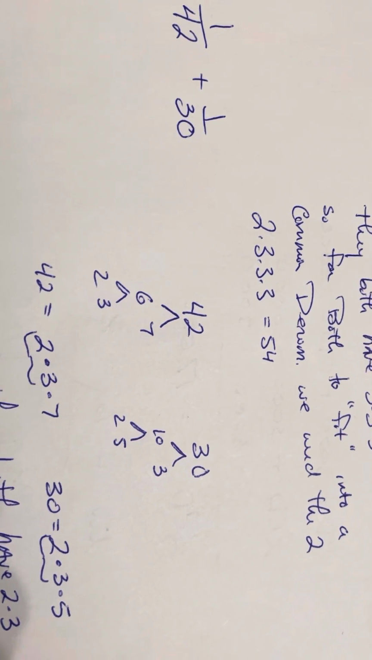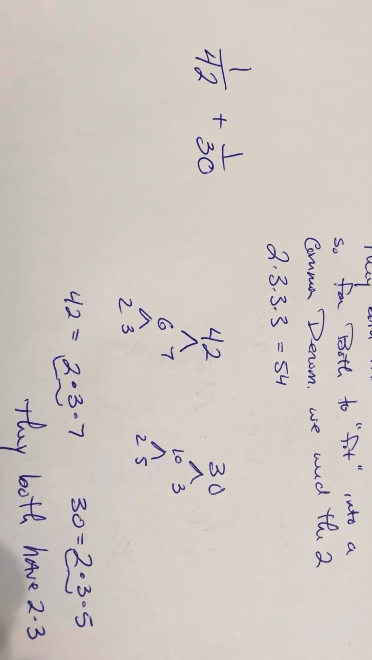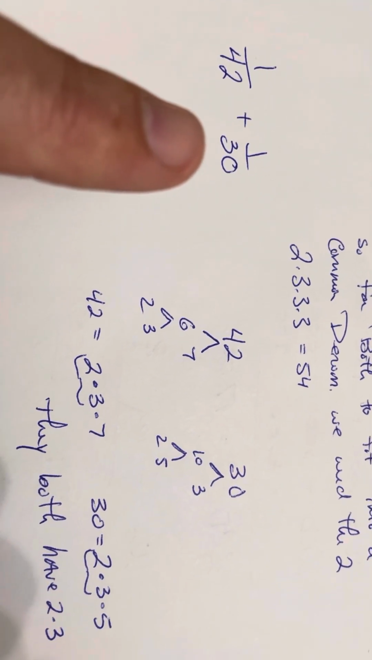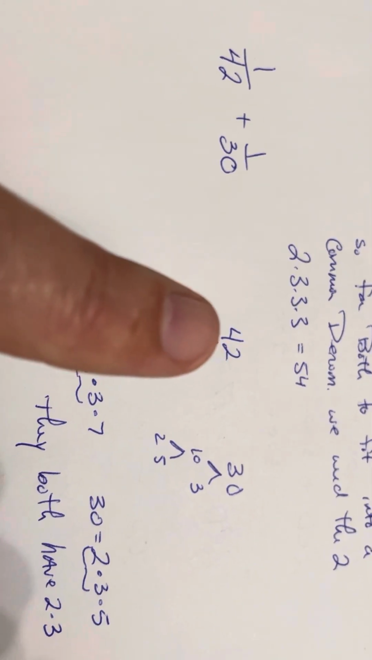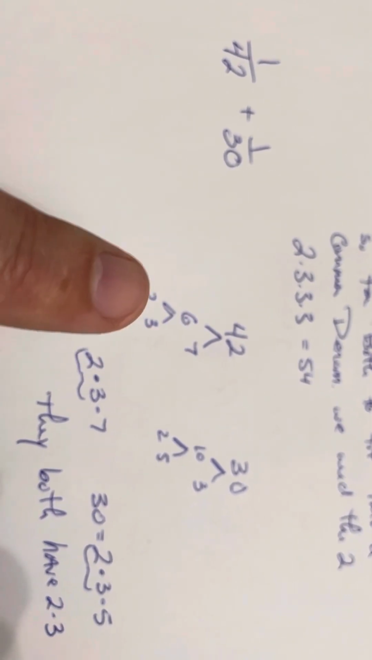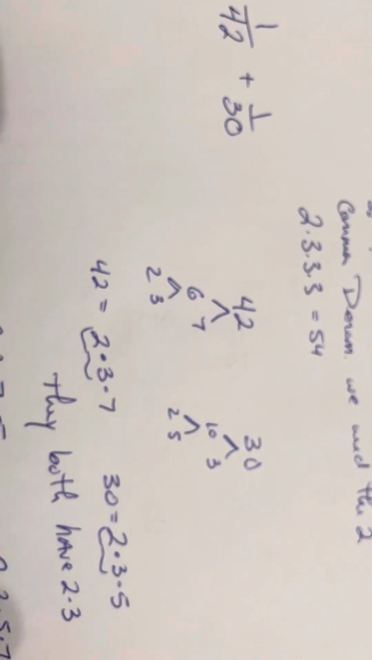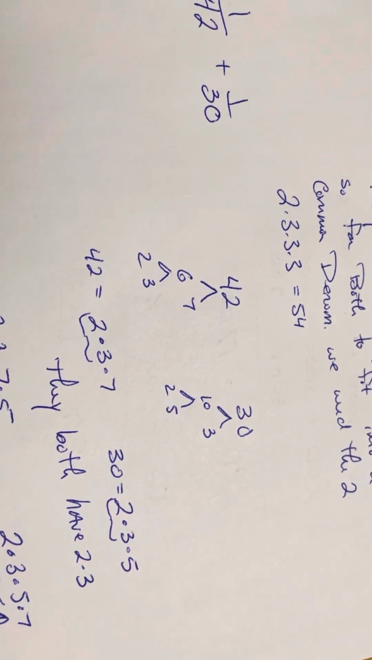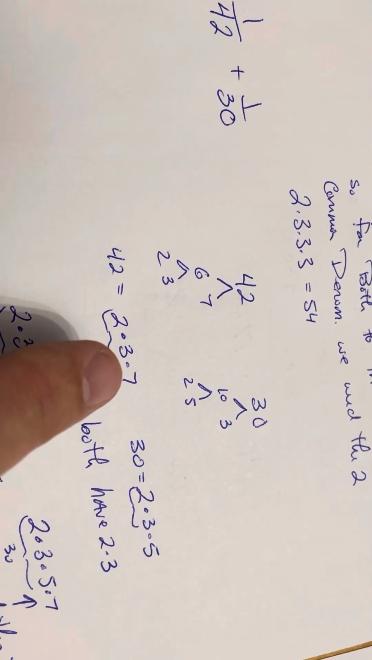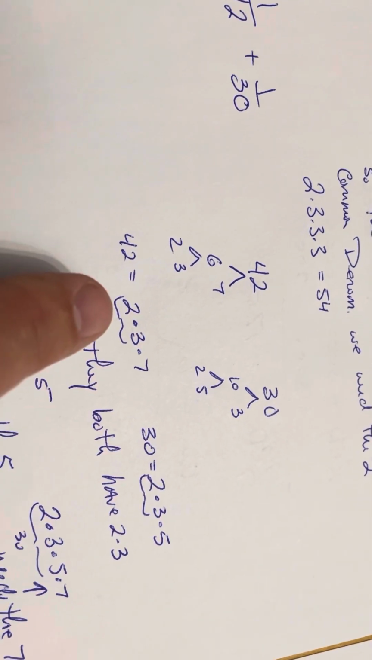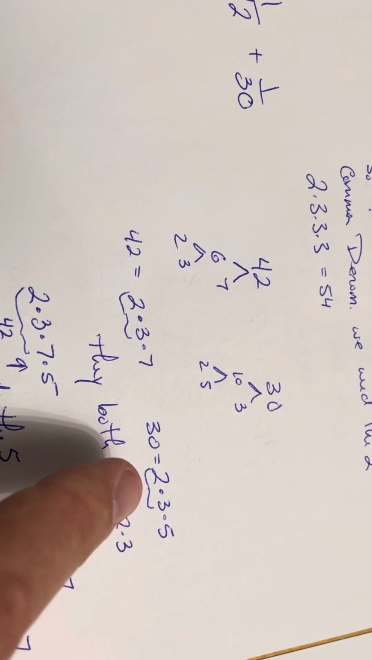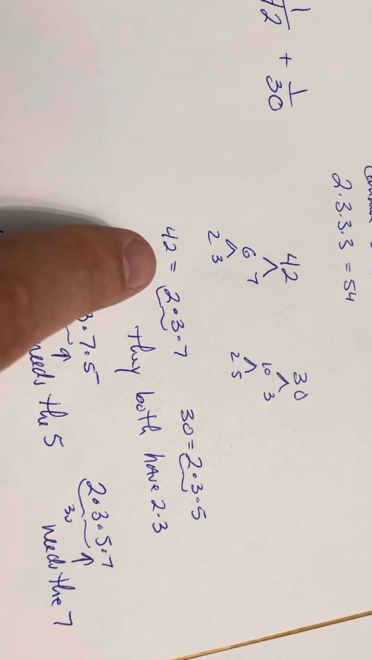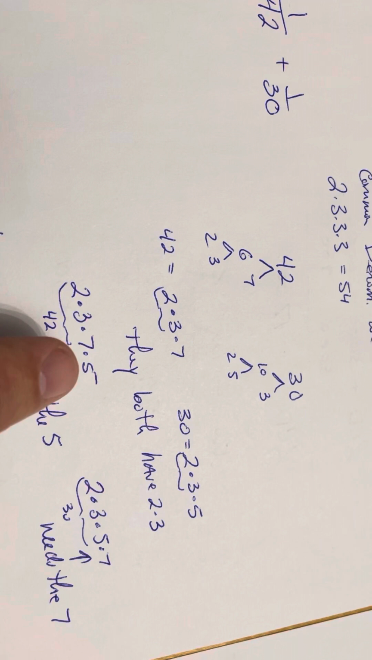Well, what would happen if we had one that wasn't a nice multiple of another number? So we're going to do 1 over 42 plus 1 over 30. And again, we do our prime factorization, and we get 2 times 3 times 7 for the 42. And for the 30, we get 2 times 5 times 3. And if I list out the prime factorizations, you'll see that both of them have a 2 times a 3.